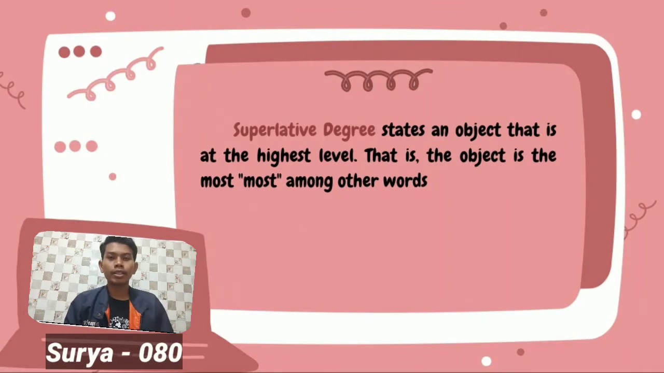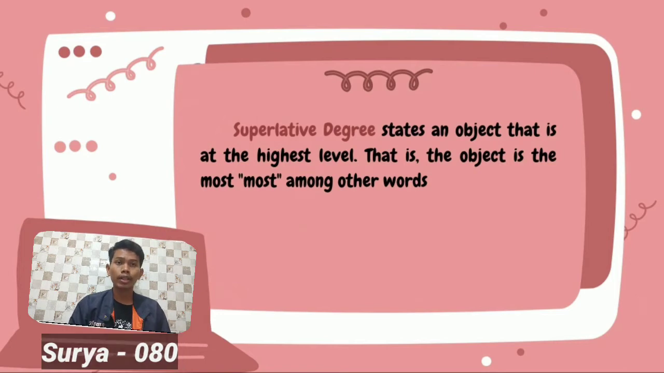Hello, my name is Kadek Adhi Suryantha, and I will explain the superlative degree. As stated earlier, the superlative degree states that an object is at the highest level. That is, the object is the most among others. Before getting into the examples, let's first look at the formula.